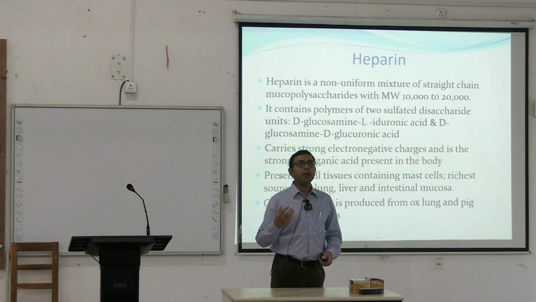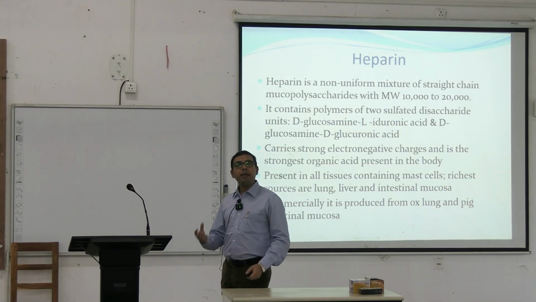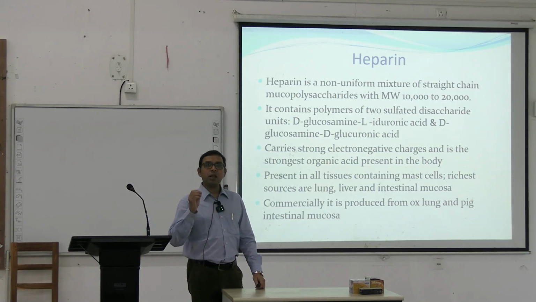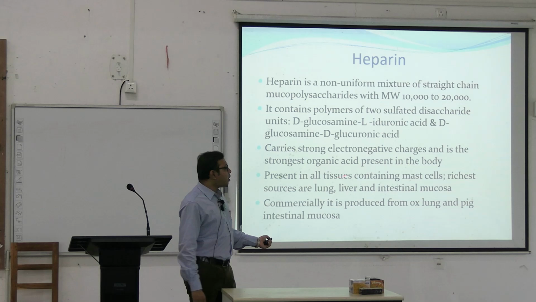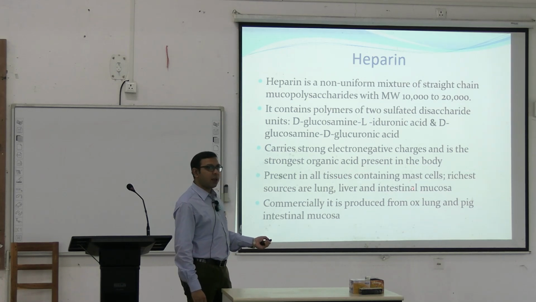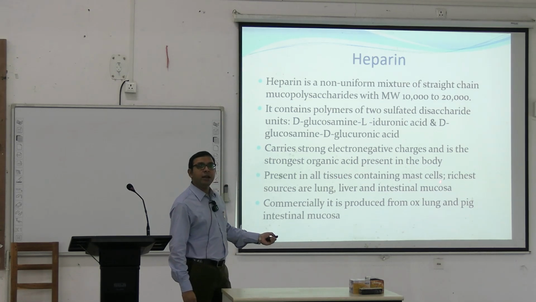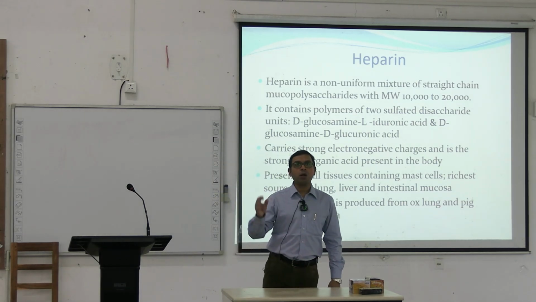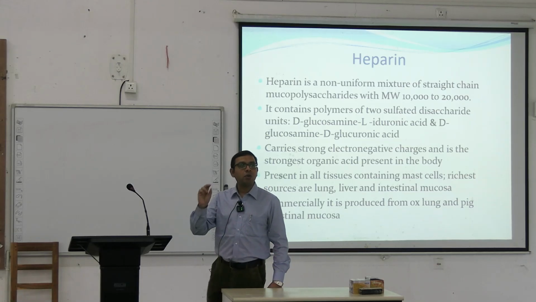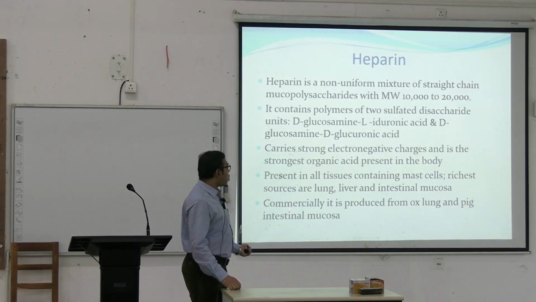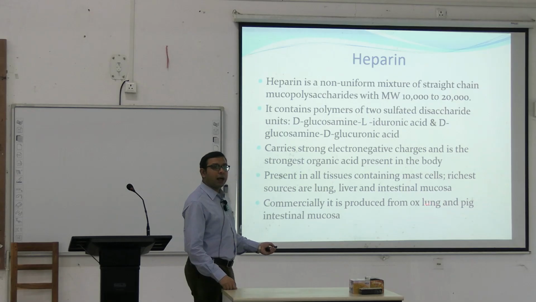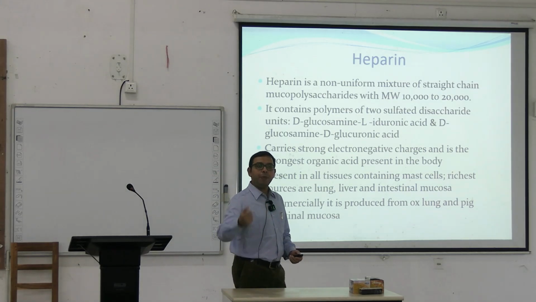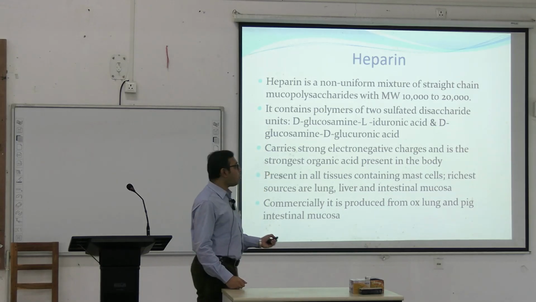So heparin is normally synthesized in our body. It is present in the mast cells in association with histamine. Okay, this is the strongest organic acid in our body. It is present in all tissues that contain mast cells, and the richest sources are the lung, liver, and intestinal mucosa. So our lung, liver, and intestinal mucosa contain mast cells, and these mast cells contain a large amount of heparin. Commercially, it is prepared from ox lung and pig intestinal mucosa. So the drug we are using is prepared from this ox lung and pig intestinal mucosa.